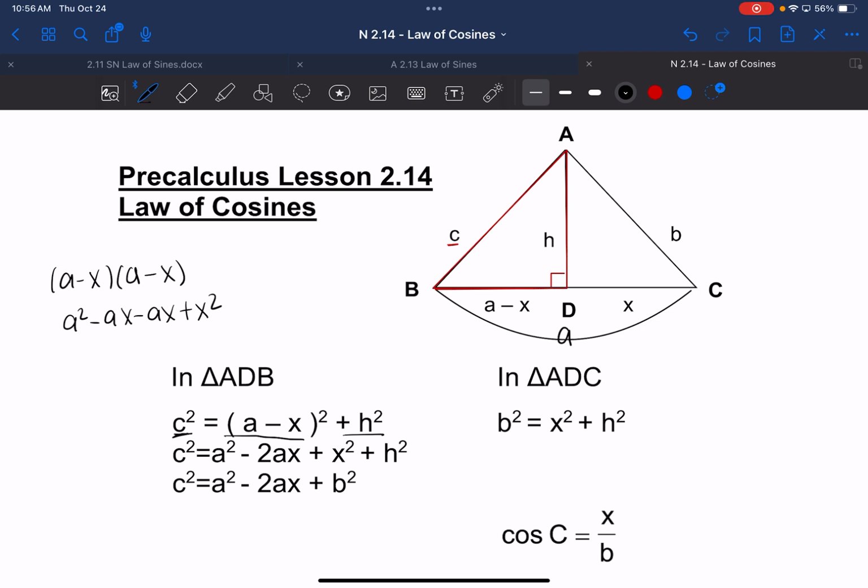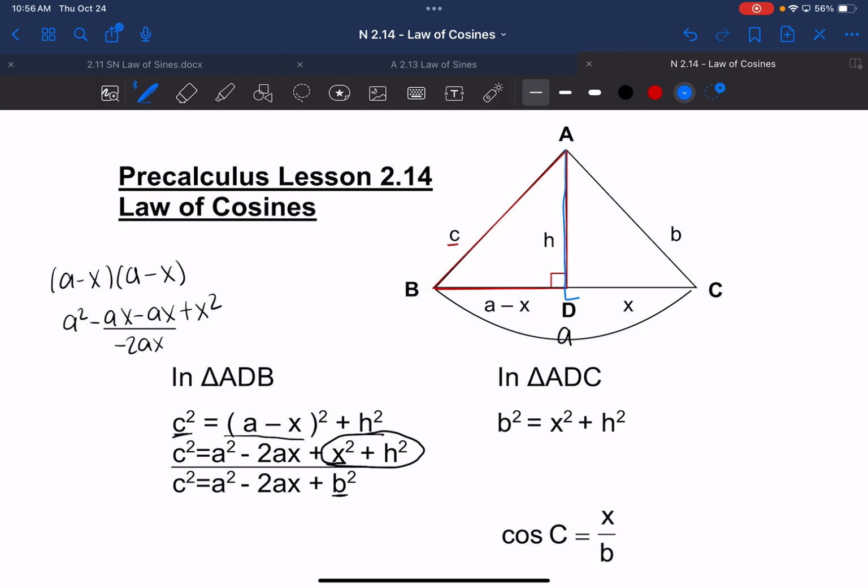All right, so anything we could maybe simplify there? Negative 2AX. Right, those are like terms, so that would become negative 2AX. So that's where they came up with the next line here. All they did was square A minus X, and they said this is what you end up with. All right? Okay, and then it looks like to get to the next line, they took out x squared plus h squared, and they replaced it with b squared. So they explained to us over here how they did that.